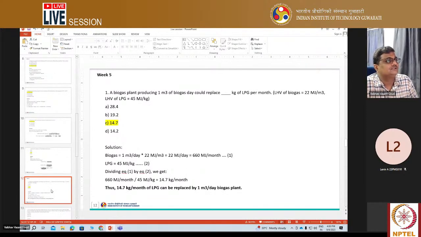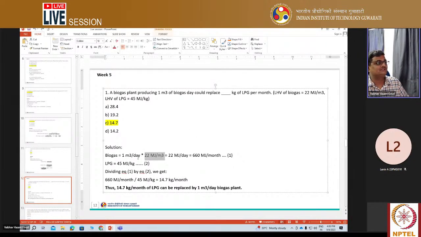And in the example which is from week 5, a biogas plant produces around 1 meter cube of biogas on a daily basis, which replaces a certain amount of LPG per month. The LHV of the biogas is given, as well as the LHV of the LPG. So biogas produces around 1 meter cube per day, and as you know, the lower heating value of the biogas is this much. Once you multiply it, it comes out to be around 22 megajoule per day. So this is nothing but the energy per day.